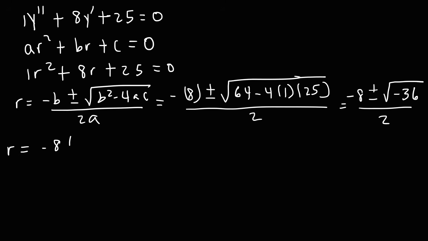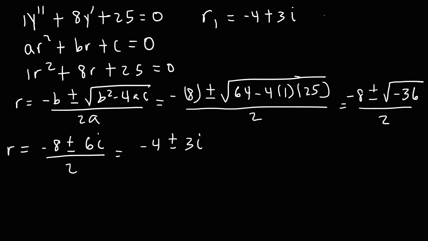The square root of 36 is 6. The square root of negative 36 is 6 times the imaginary number i. Negative 8 divided by 2 is going to give us negative 4. And 6 divided by 2 is 3. So we get this. So we have two equations. R1 is going to be negative 4 plus 3i, while R2 is negative 4 minus 3i.